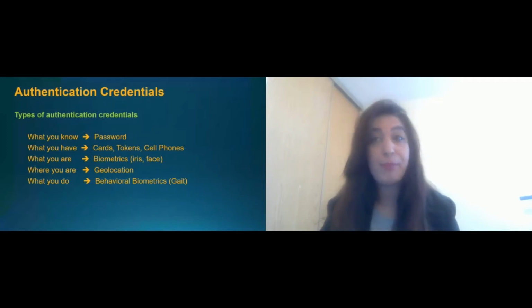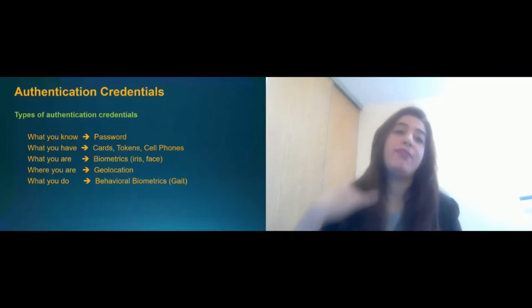What you know, for example, a password. What you have, an example of that would be a token, or maybe your cell phone, or the smart card. What you are, for example, biometrics, like the face biometric, the iris. Where you are, for example, the geolocation, and what you do, the behavioral biometrics, for example, gait.